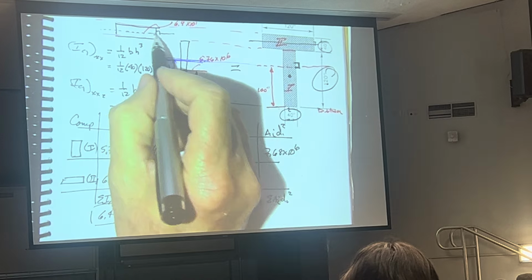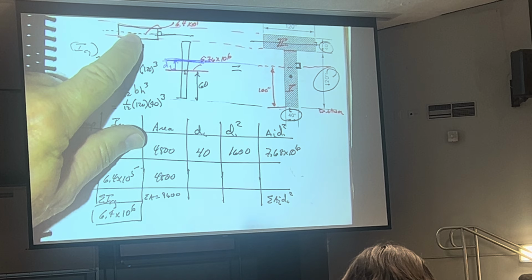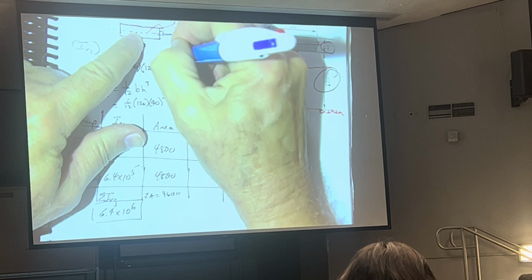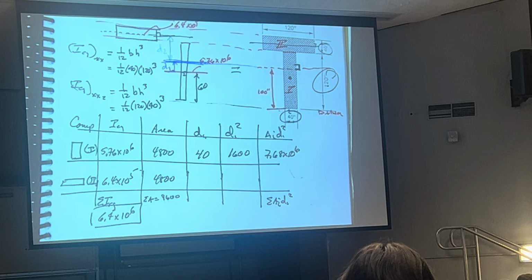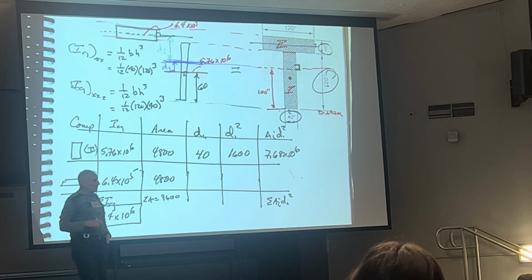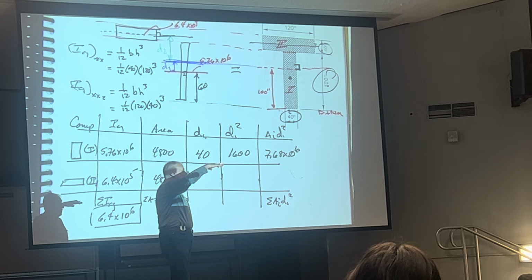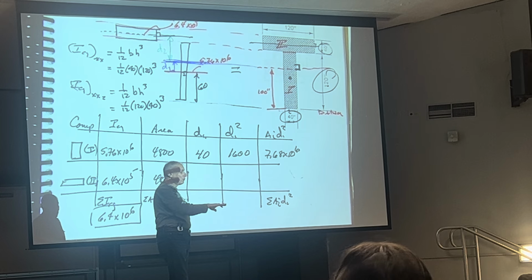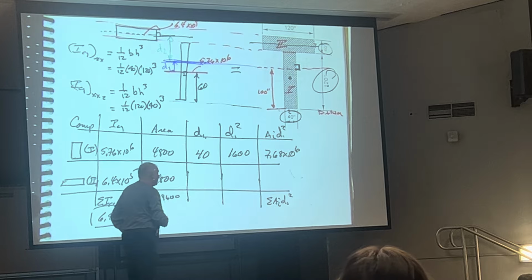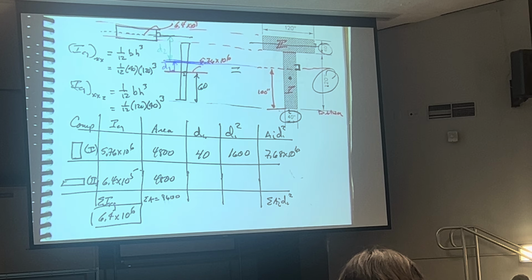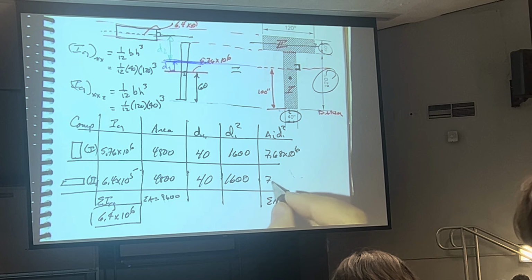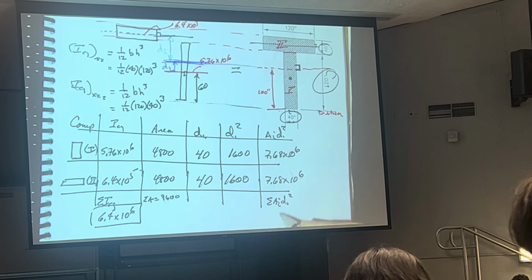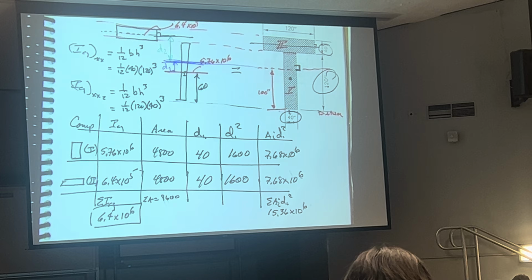Well, I got to go from here, which is the centroid of that figure, down to the centroid of the oval. What is that distance? That would be d2. What is that distance? From the centroid of the horizontal down to the centroid of the overall figure. That is also 40. That's 1600, which gives me 7.68 times 10 to the 6th.